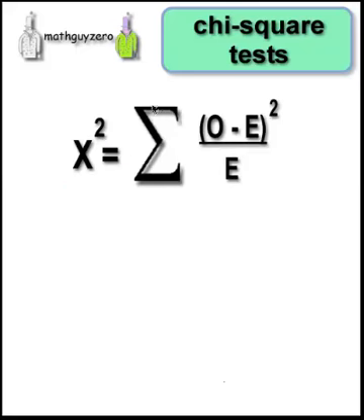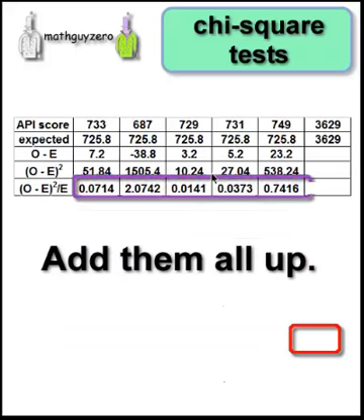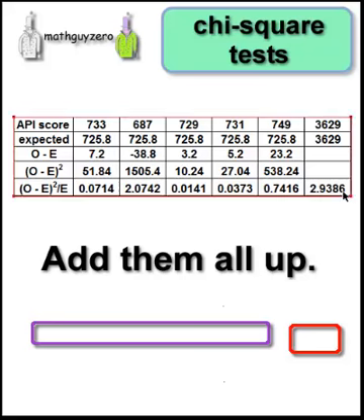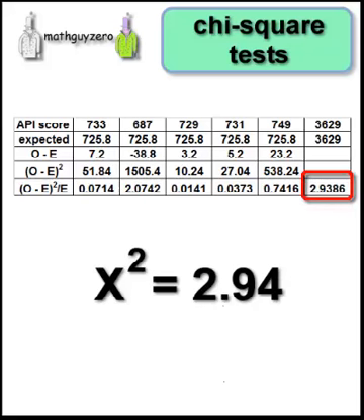Let's go back to the formula and see what we do next. Looks like the sigma sign, and that means add them all up. So let's go ahead and add them all up. This column is the one we're going to add up. And we get a grand total of 2.9 and so on, and that is our chi-squared statistic. So that's the first part.